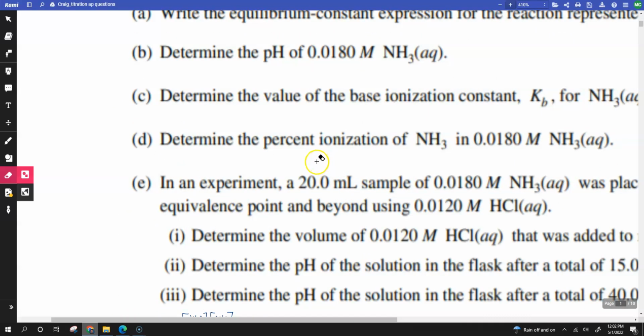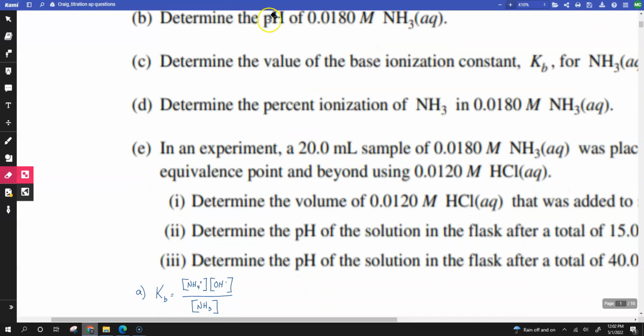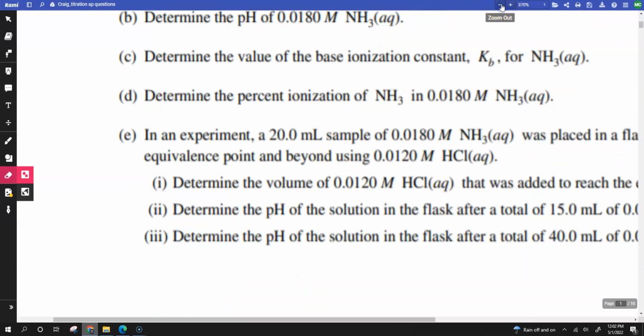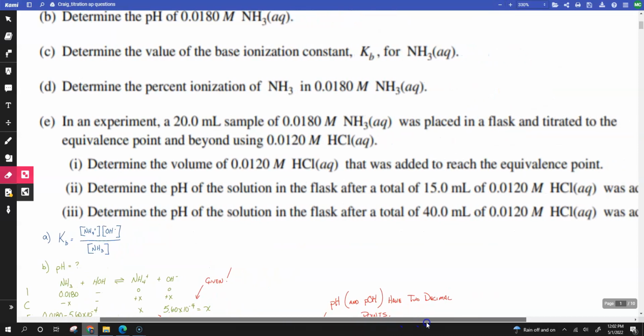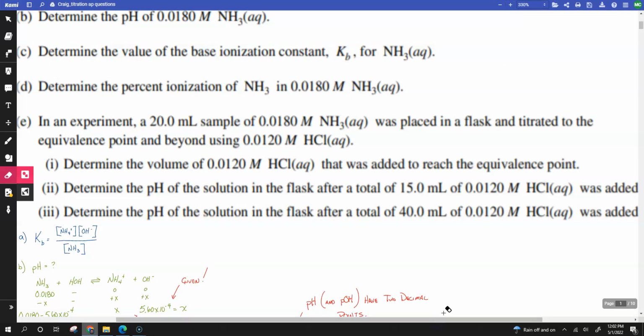All right, part E, we start our titration portion here. This is mainly the reason why you came here. And again, I like this question because there's concepts embedded in the parts here. So it says in part E, in an experiment, a 20 milliliter sample of the ammonia, 0.018 molar, was placed into a flask and titrated to the equivalence point.